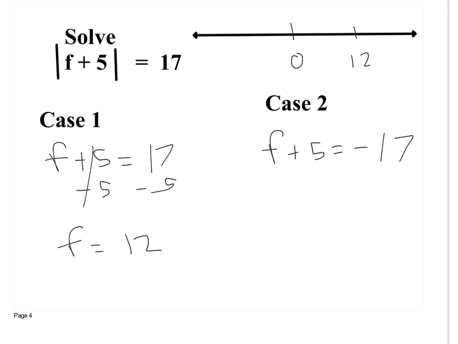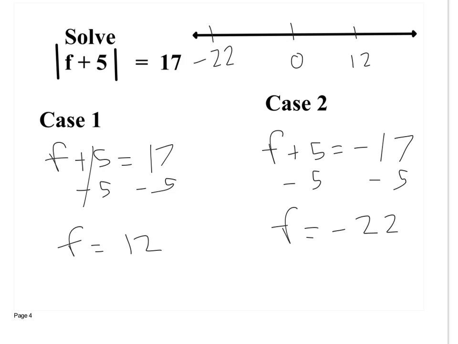So then I solve for f. What would I do? Subtract 5 from both sides. What is negative 17 minus 5? Negative 22. Good. Wow. So f, and I put this number line just so you can see, f could be either negative 22 or 12.